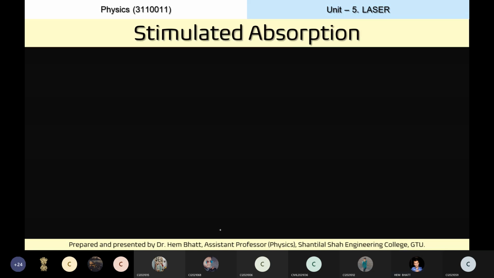So let us start with stimulated absorption. What is stimulated absorption? Does anyone remember what stimulated absorption means? Electron transits from higher energy state to lower energy state or lower energy level to higher energy level? Lower energy level to higher energy state.